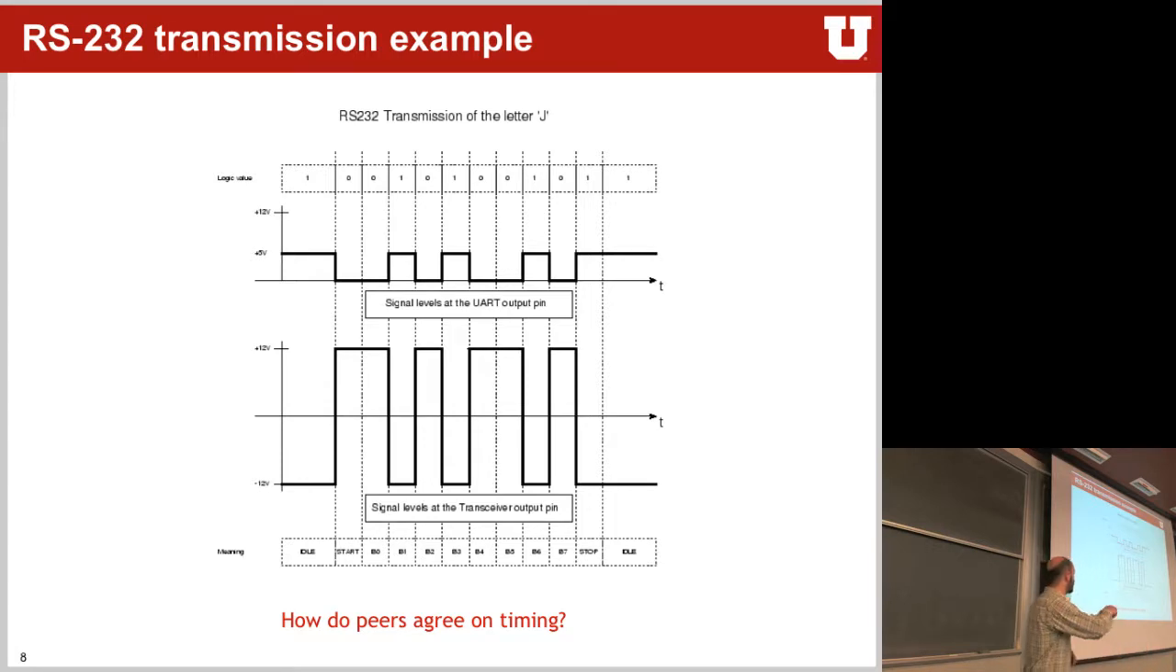Okay, we talked about that one. How do peers agree on timing? Well, you have to agree on it. You have to set it ahead of time before you start communicating.